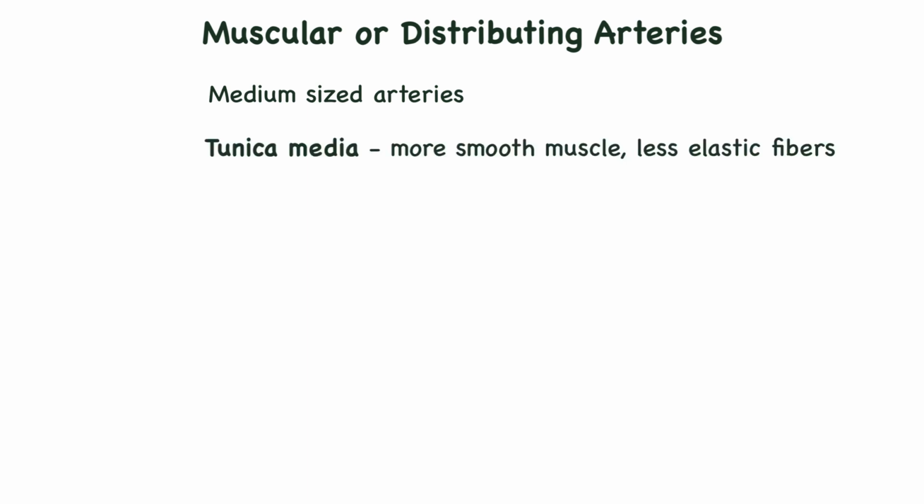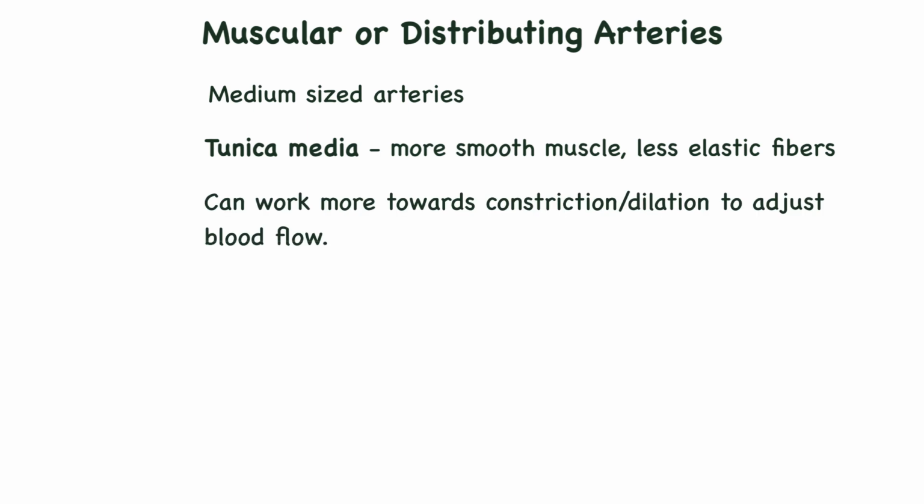Arteries also include muscular or distributing arteries. These are going to be medium-sized arteries, so the elastic arteries are going to converge into these muscular or distributing arteries. These medium-sized arteries have a tunica media that has more smooth muscle and fewer elastic fibers than the elastic arteries that we just talked about before. They are able then to do more with the constriction or dilation that can happen within those vessels, and that is going to adjust blood flow. If they are dilated, more blood can flow through. If they're constricted, not as much blood can flow through.